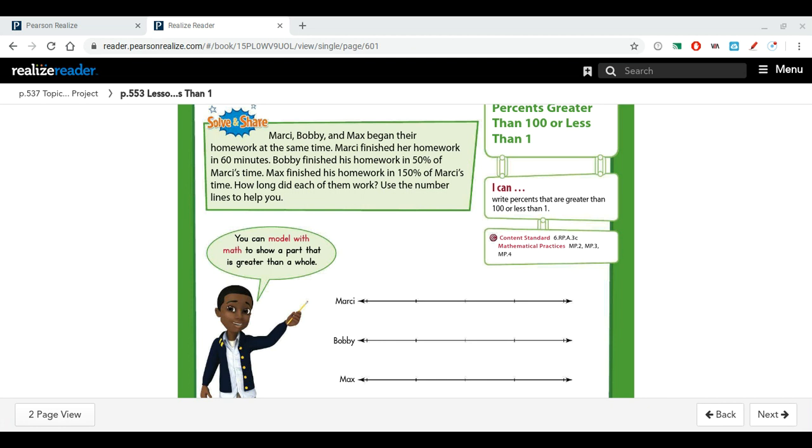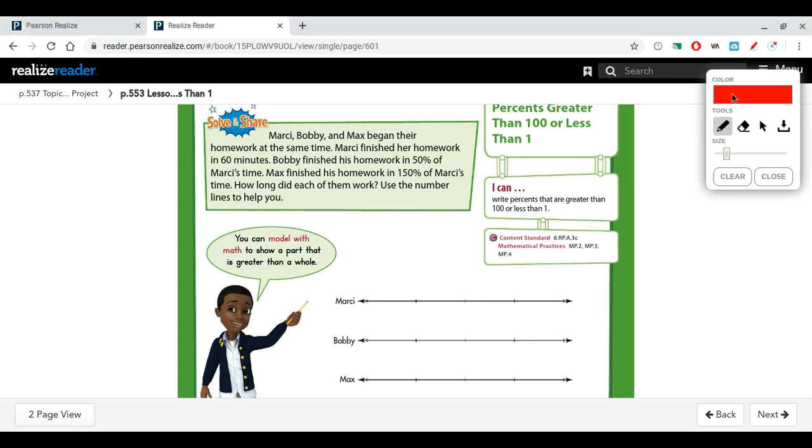So you'll notice here, Bobby's is well within that 1 to 100 range for percents, but Max's is 150, so it's above and beyond. And so when we take a look at the number line, I'm going to start with Marcy's. So I'm going to show you what this is going to look like visually. So Marcy's number line is, if we go right here, and say, because I have a number that's going to be greater than 100, I'm going to say right here, this is 100%. And she did that in 60 minutes.